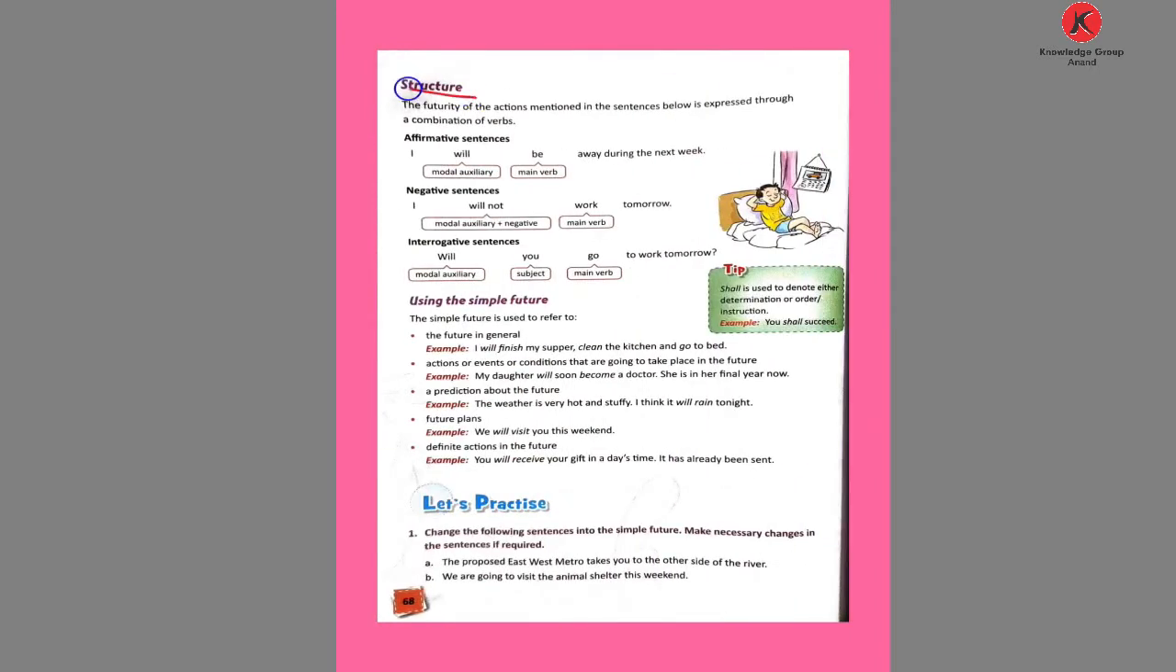Then next, see the structure of the future tense. In an affirmative sentence, what do we use? With I we use will, then the verb, then the other words. In the negative, will not. And in the interrogative we use will, or shall we can use, then the other words. But just now we use will with all pronouns.